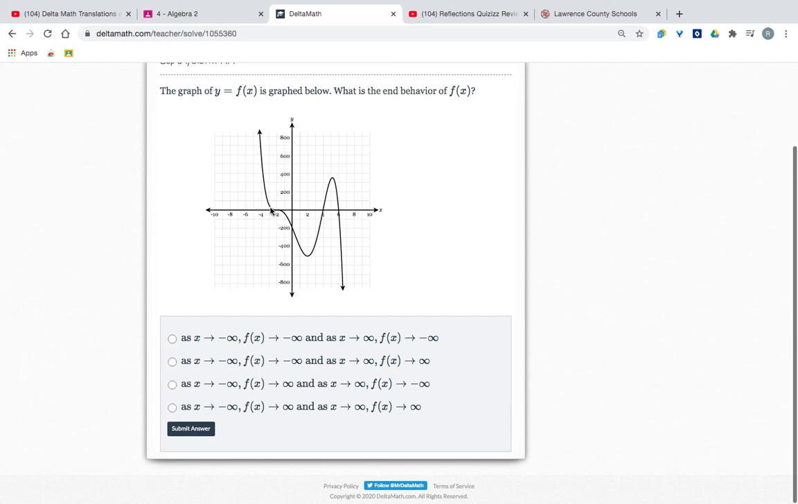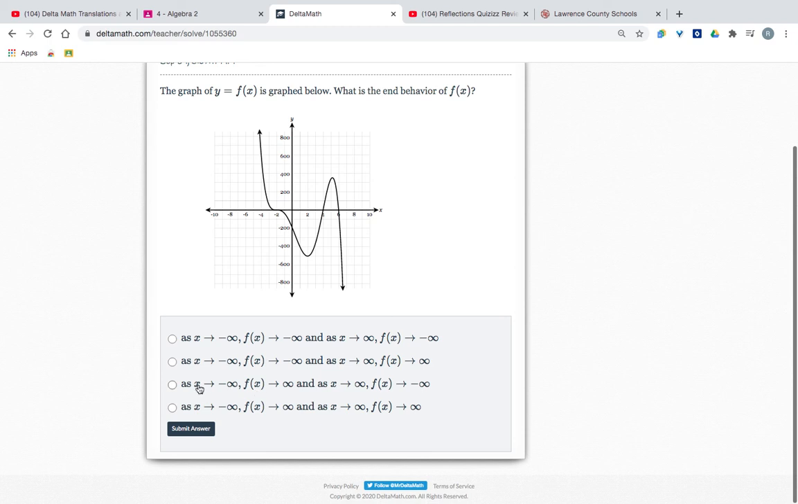This one, as x approaches negative infinity, so as we go to the left, the graph's going up. So I need to see which one. And this time instead of y, it says f of x. F of x is y. It's the same thing. So I need to see one that says negative infinity for x and then positive infinity for f of x. So as x approaches negative infinity, f of x approaches positive infinity. As the graph goes left, the graph goes up as well. So that's the same thing.